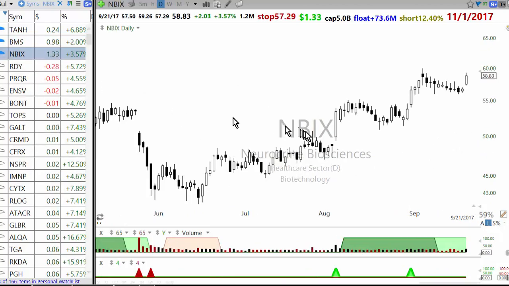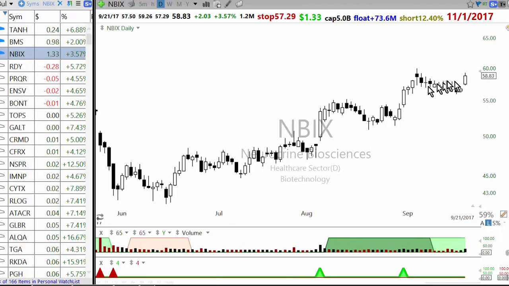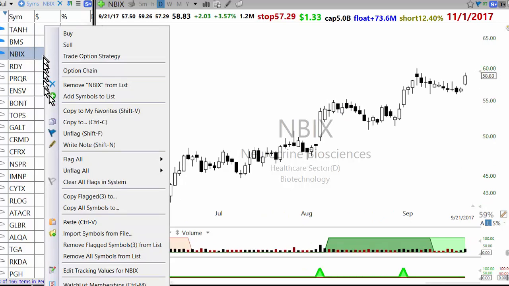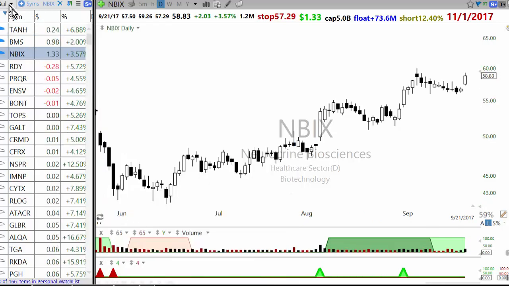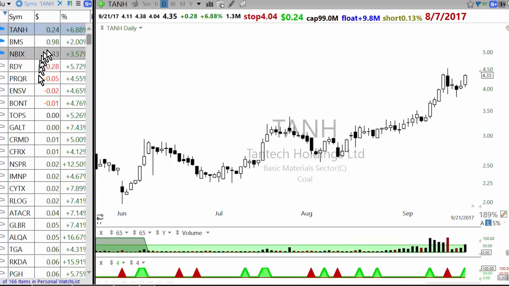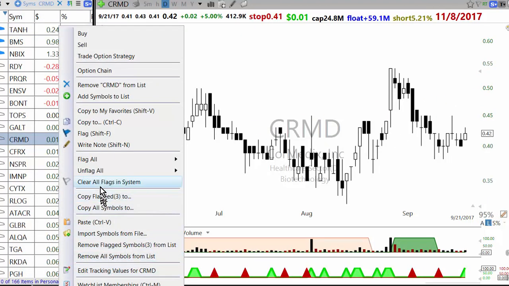And then you have NBIX, which is a biotechnology stock. It did close reasonably near the high, and this was orderly. So those are the three. Now these three I will copy into the momentum burst. Now all this analysis, obviously you do it intraday so that you can enter when the market is open, and this analysis can start right from the morning. So now we have basically one or two candidates from this particular scan.